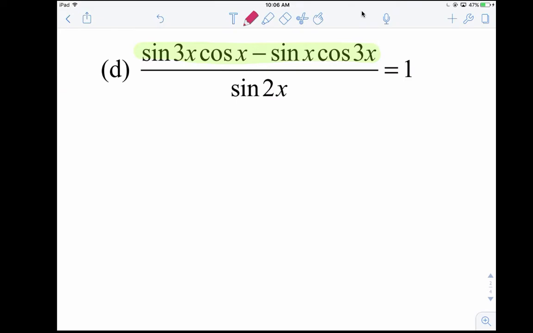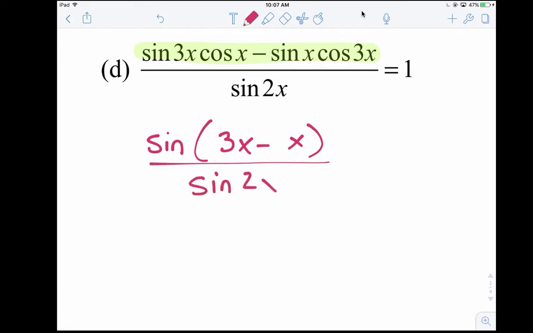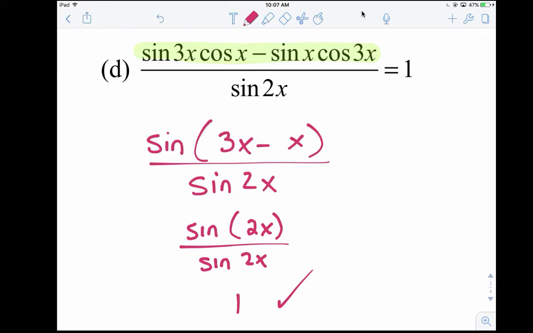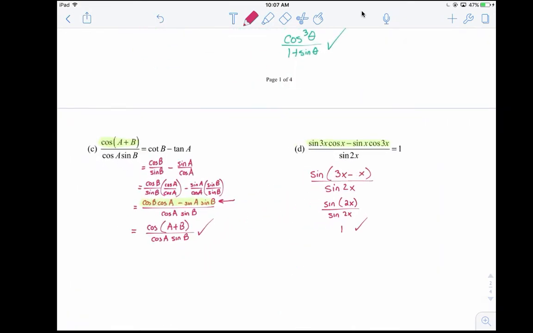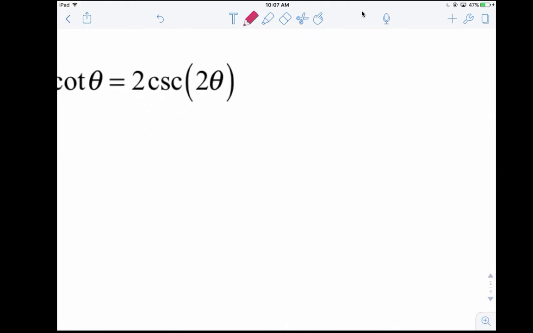Okay, so if you condense that down, you would have sine of 3x minus x divided by sine of 2x. So sine of 3x minus x is sine of 2x over sine of 2x, which is 1. And then you're done. Alright, moving on to the next one.